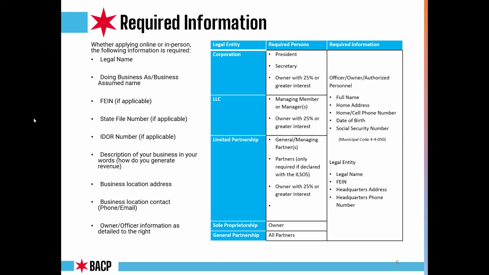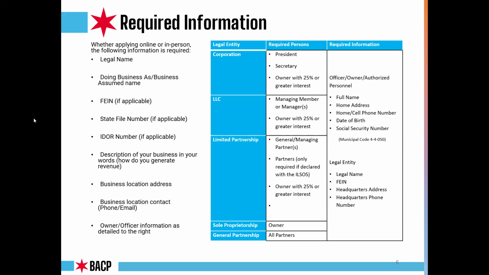And then finally, we are going to need the owner/officer information as detailed on the right side of the page. If you're a corporation, we are going to need to know who is your president, who is your secretary, and any owner with 25% or greater interest in that business. With an LLC, we will need your managing member or your managers. Once again, an owner with 25% or greater interest.